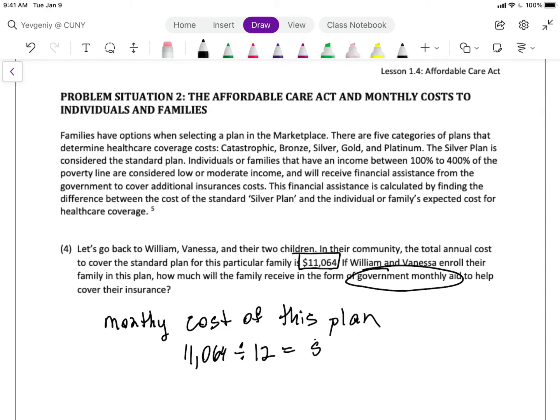By the way, who gets that money? The insurance company. They're getting the money because they are the ones who are managing it. So they will be getting $922 per month. Okay, let's just be clear. That's per month. That's the cost.